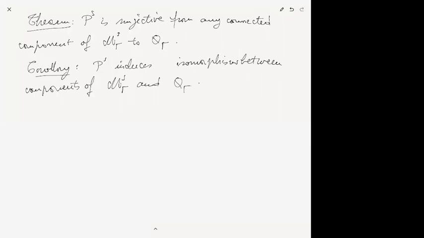And this uses, of course, that Q gamma is simply connected, right? And that the map is etale. PS is etale and Q gamma is simply connected. If you have something that's surjective, it's going to be an isomorphism on every connected component, right?